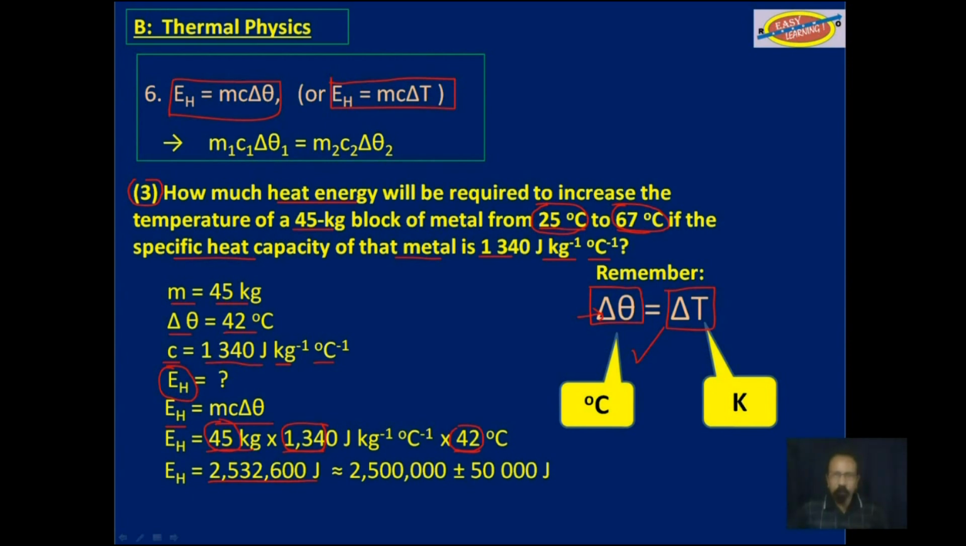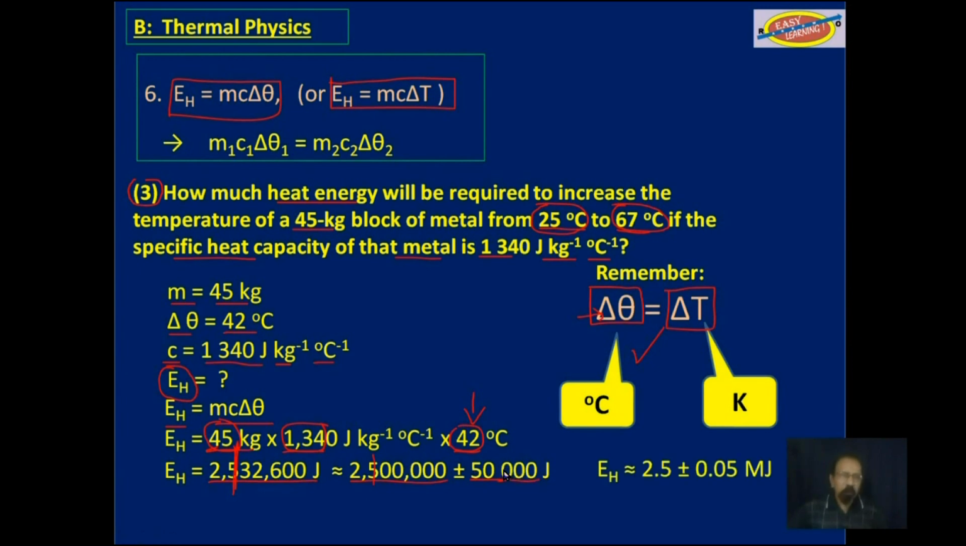Recall that for multiplication and division, our answer cannot have more significant figures than the factor with the least number of significant figures. And in this case, that will be 2, there or there. So we count 1, 2, and we have to round off at this point. So that would give us 2,500,000 joules. And since we are rounding off at this 100,000 position, we take half of that, which would be 50,000 joules.